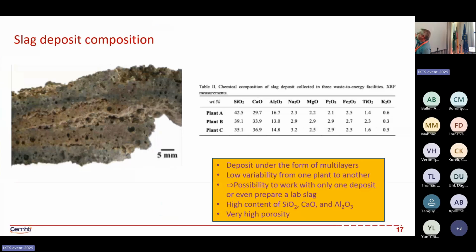So that's why it is very important to take different samples from different plants and to have an idea about this variability. Then, a second advantage from this no variability is the fact that you are able to reproduce this slag at the lab scale and to perform some lab test. If the slag was very different from one plant to another one, which composition do you choose for your lab test? You don't know. So we were very happy and very lucky to observe that the different deposits have almost the same composition.